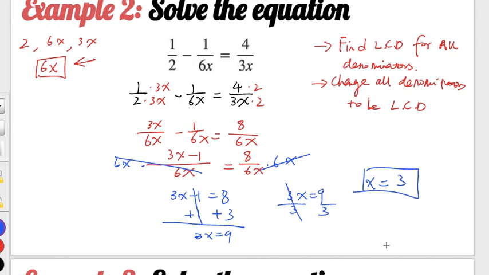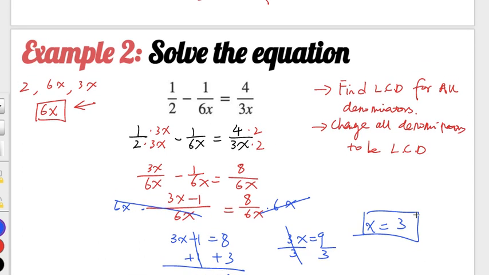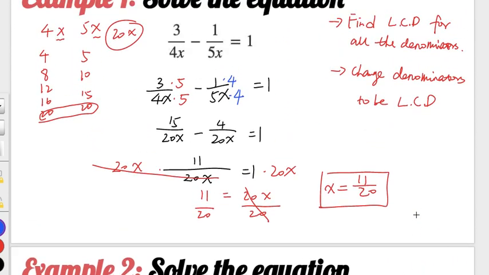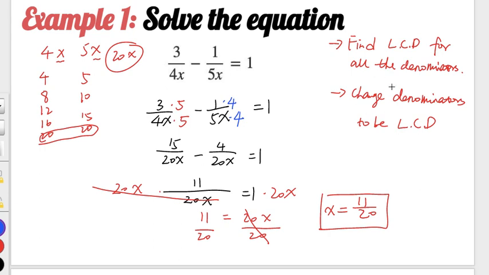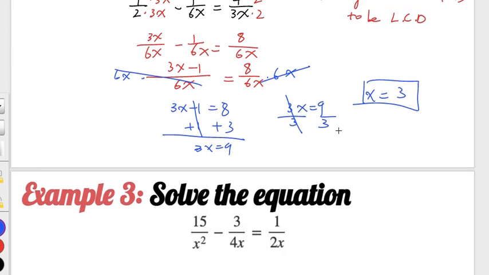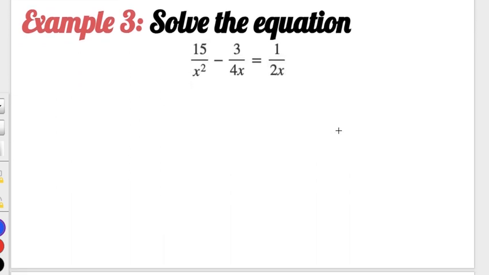Hi everyone, welcome back. In this video, we are going to continue our conversation about solving rational equations. As you can see here, in the previous video, we figured out we need to use the LCD in order to solve this equation. So we are going to carry this idea again to solve a little bit different, a little bit more complicated equation here.